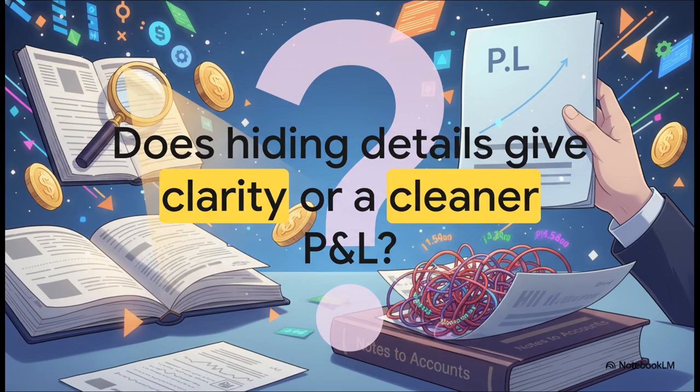Which leaves us with a final, rather provocative thought to wrap things up. By restricting the face of the P&L to a single line item and burying all the detailed financials of a discontinued operation in the back pages of the notes, does this standard truly give shareholders the immediate clarity they deserve, or does it merely prioritize a cosmetically cleaner P&L for management? It definitely forces the focused learner, the diligent investor, to dig deeper into those notes to see the real story of what is being sold off.